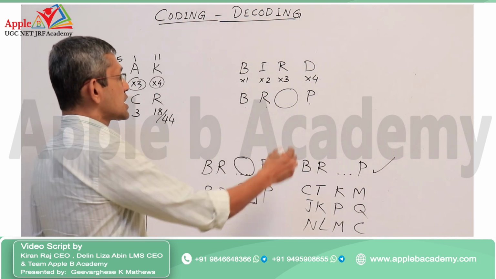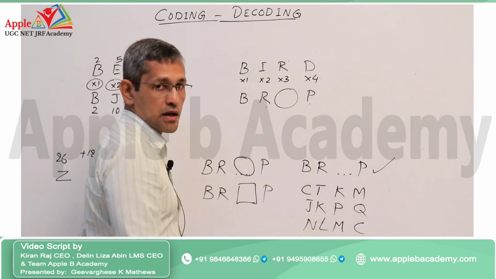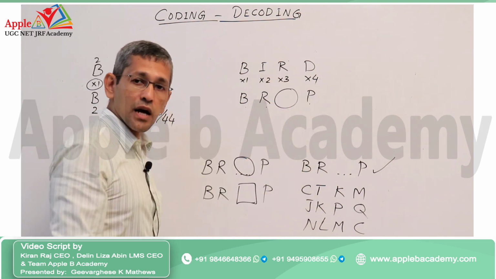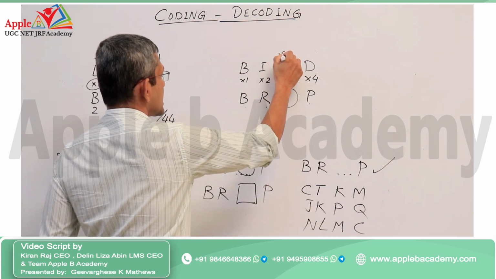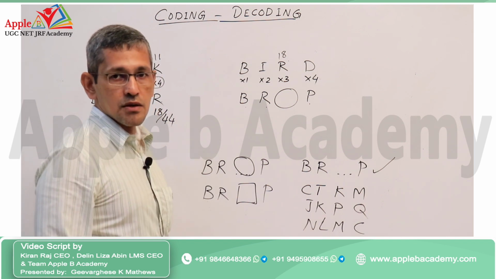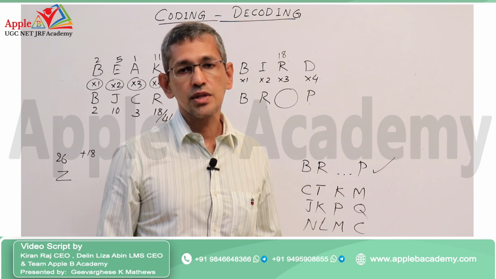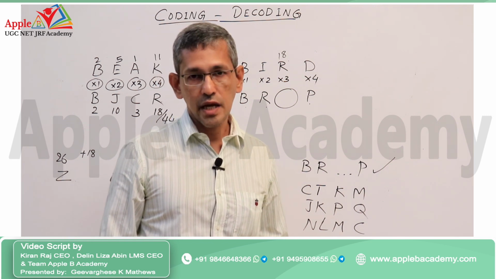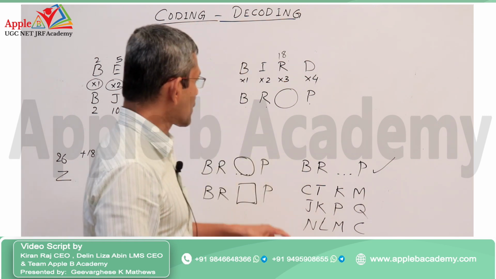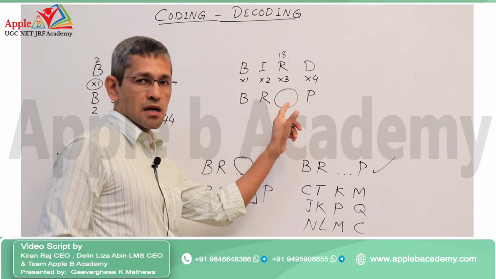That means we need to get the position value of R. I mean, the code for R. R is 18. 18 into 3. So 20 into 3 is what? 60. So 18 into 3, how much is that? 54, correct? So 54, which one is the 54th letter? It's pretty easy.